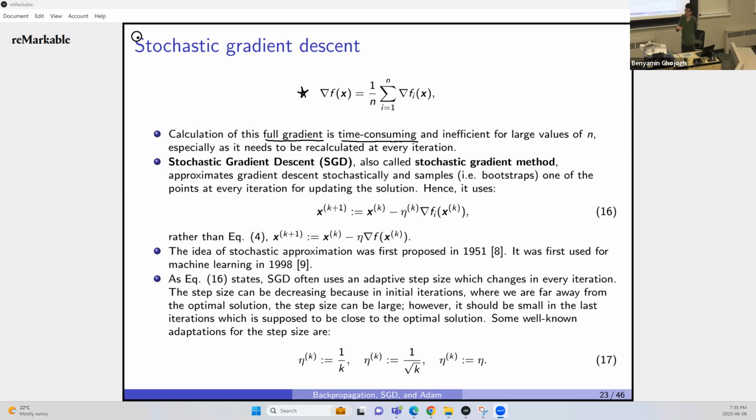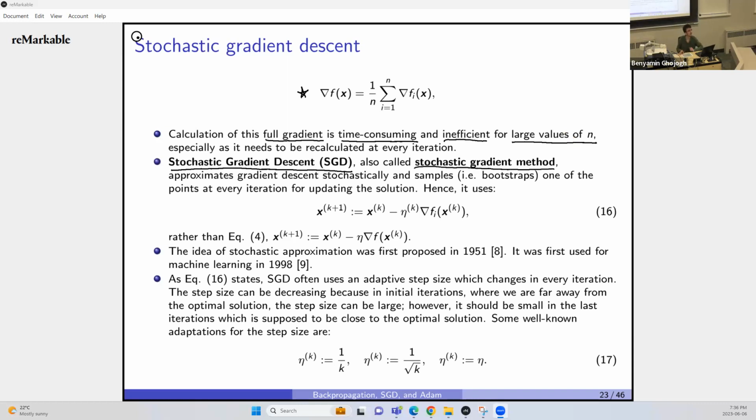We use a modified version, which is stochastic gradient descent. We'll see that. So it's time consuming and inefficient for large values of n. As I said, n might be 1 million data points. Especially as it needs to be recalculated at every iteration. So we use stochastic gradient descent, or SGD in short, also called a stochastic gradient method.